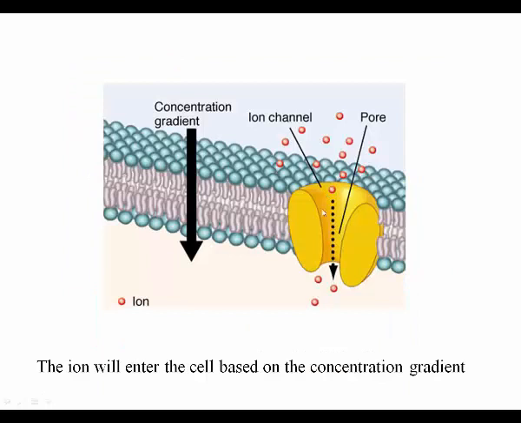The ions enter the cell based on the concentration gradient. Greater concentration outside of the cell, lower concentration inside of the cell. Of course, if it was the opposite, if we had a higher concentration here, we would have the solutes or these ions moving out.